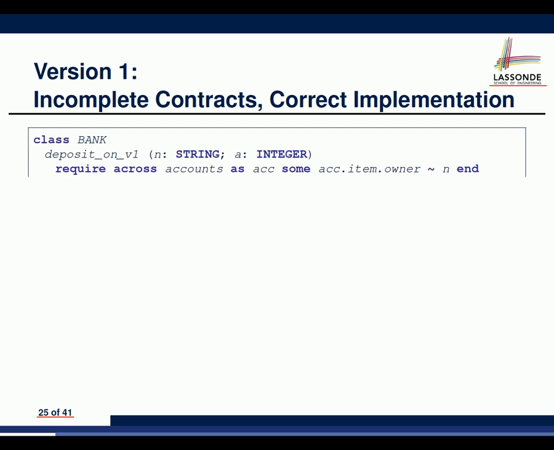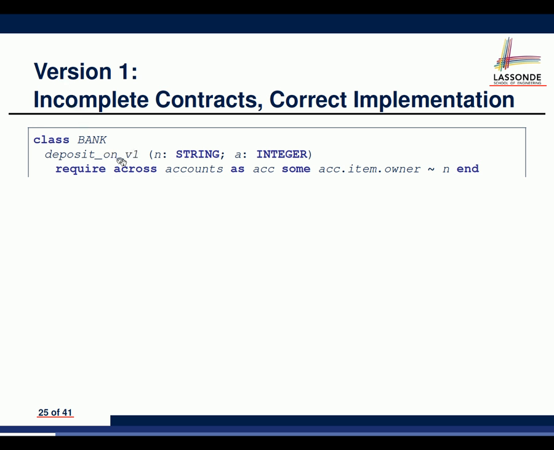Let's see. Okay, version 1. It has incomplete contracts but a correct implementation. Let me see if I have anything on the iPad. Yes, I do. Let me show you some code over here. Let's only go over version 1 in complete detail. All the other 4 versions look more or less the same, just a few line changes. Let's say we have this deposit_on, and I call it V1. When I make the source code available to you, you'll see exactly these features over there. You can try them out, okay?